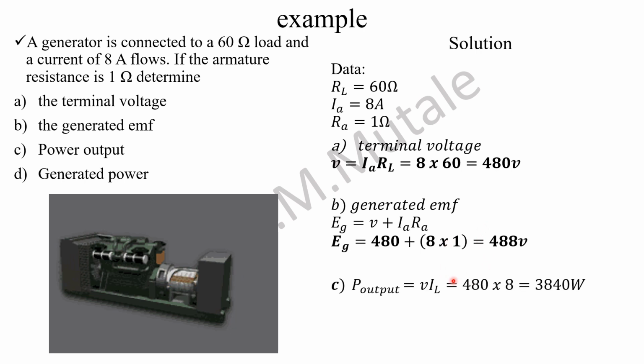Power output is the voltage at the load times the load current. The voltage at the load is 480, the terminal voltage, and the load current, which is the same as the armature current, is 8. Multiplying, we get 3,840 watts as the power output. Then we have the power generated in the armature. This power is given by the generated voltage and the armature current. The generated voltage is 488 and the armature current is 8. Doing the computation, we get 3,904 watts as the power generated.